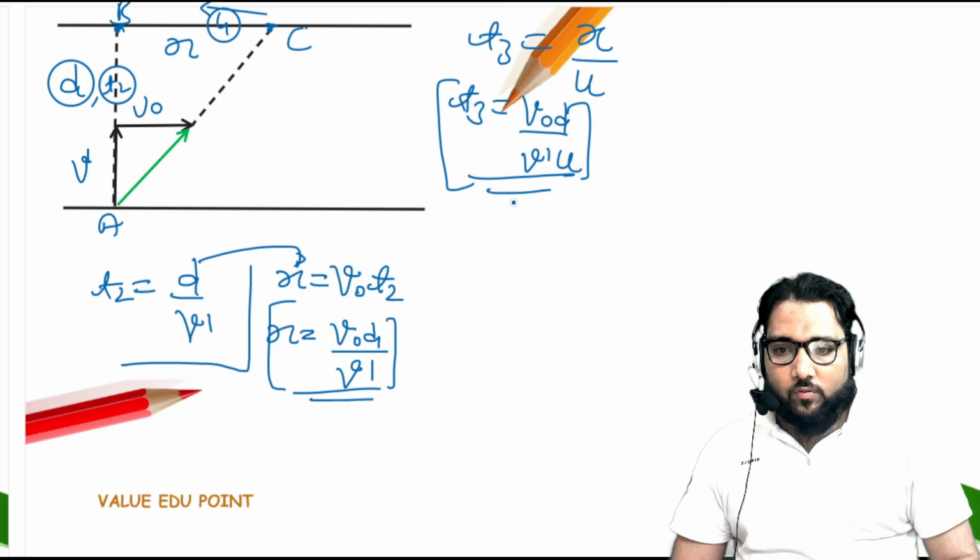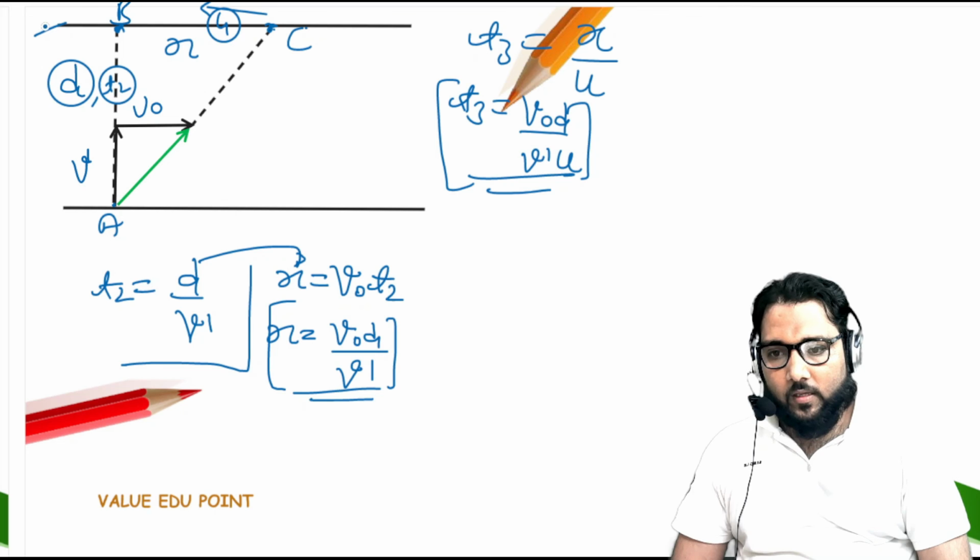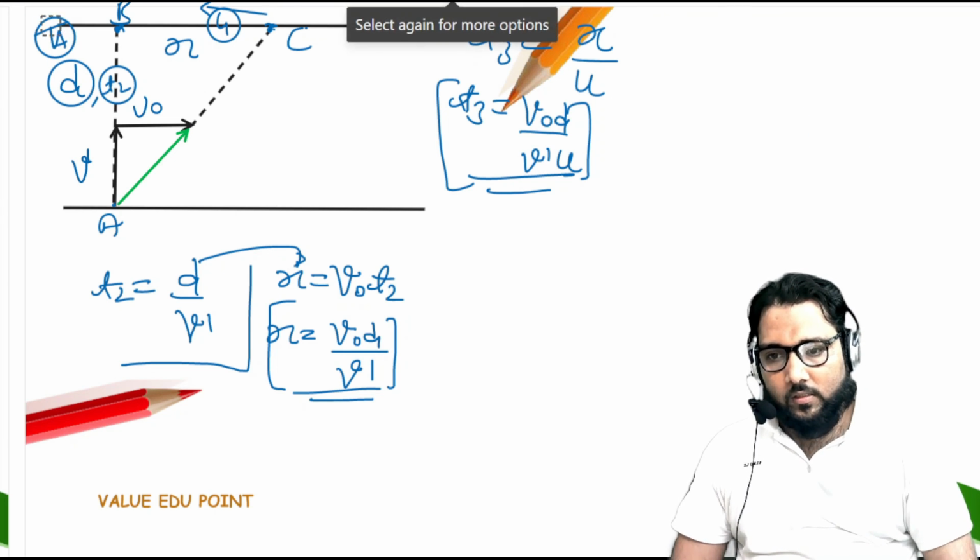Now we have to make a relation between t2 and t3. So t2 is the time from A to C and t3 is the time from C to B, where he reaches point B. This is swimmer 2, and the other is swimmer 1.